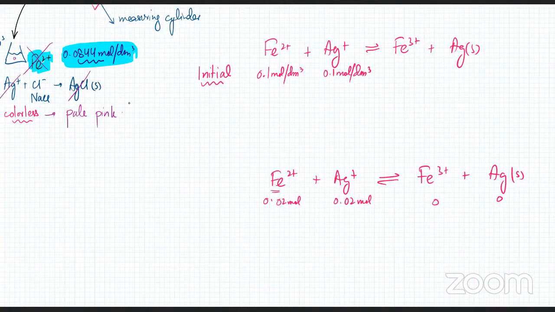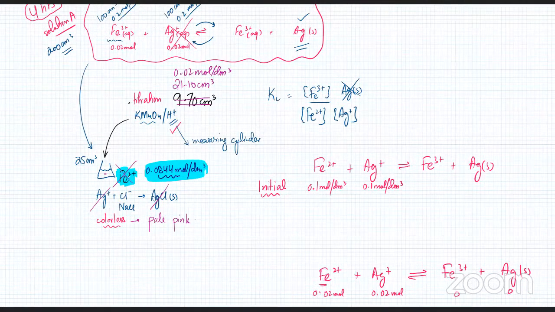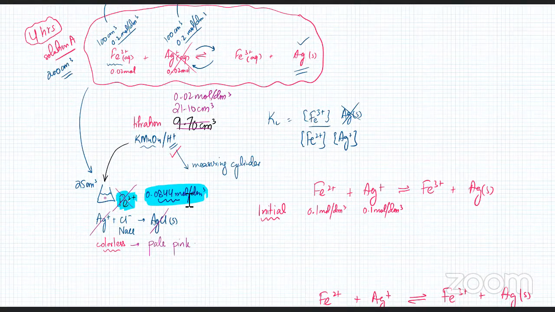So the concentration had decreased to 0.0844 mole per dm cube, right? So how many moles would solution A have? I mean, the concentration has now decreased to 0.0844. So concentration multiplied by the volume of solution A, which is 200. So how many moles do we get? What's 0.0844 into 200?